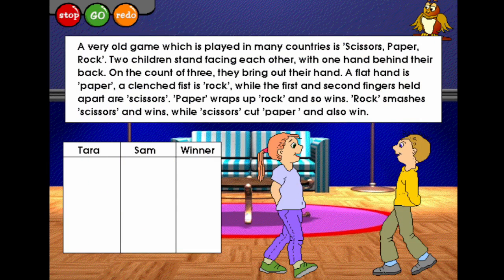1, 2, 3. Scissors, paper. I win. Read the instructions for playing a very old game. Click on the book if you would like me to read it for you. Click on Go to continue.